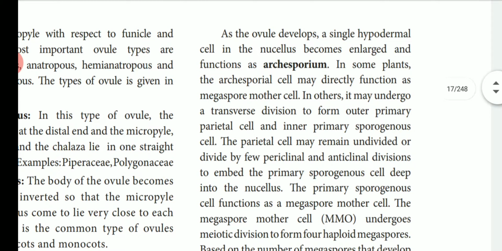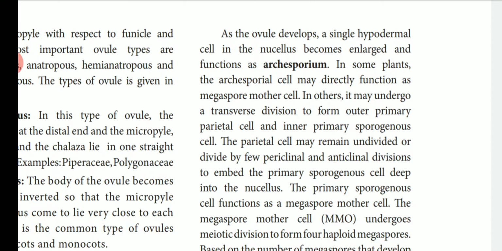When the ovule develops, a single hypodermal cell in the nucellus, that is next to the epidermis, becomes enlarged and functions as the archisporium. In some plants, the cells present in the archisporium, called the archisporial cell, directly function as the megaspore mother cell. In some plants, the archisporial cells directly function as a megaspore mother cell.